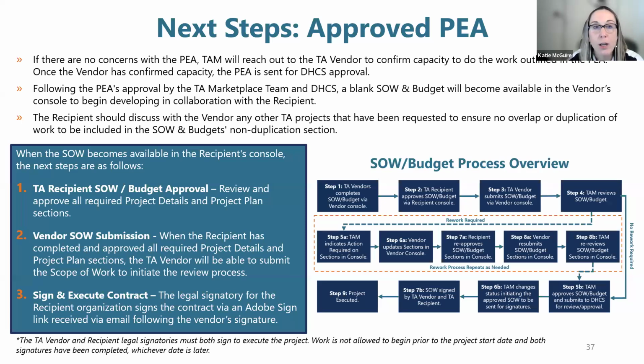So once we receive that confirmation, we will then send it to DHCS for their approval. Following their approval, the SOW, or scope of work and budget, will become available in the vendor console and able to begin developing between you and the vendor. That SOW should be completed and developed in collaboration with each other.